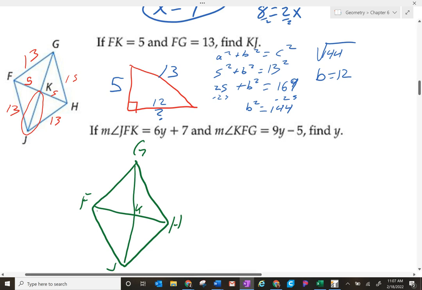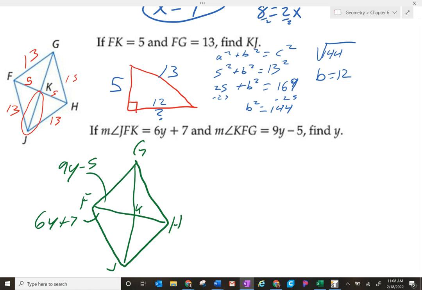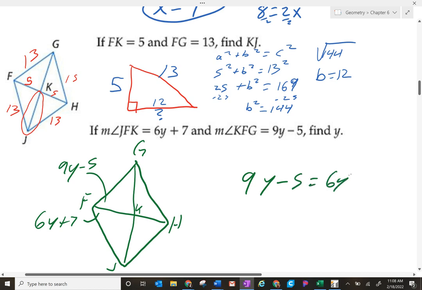Okay, it said that angle JFK, this one over here, was 6y plus 7. It said that KFG, this angle right here, was 9y minus 5. What can you tell me about those angles? They're the same thing. Set them equal, you got it. So I got 9y minus 5 equals 6y plus 7.